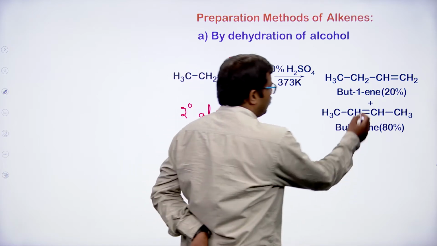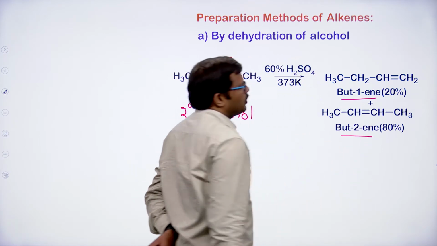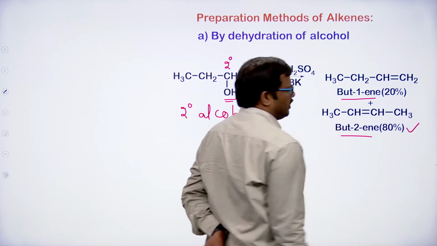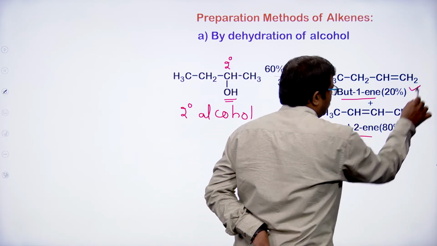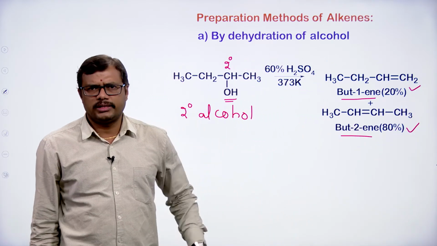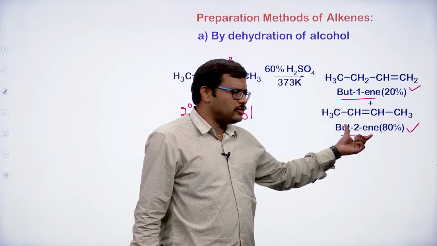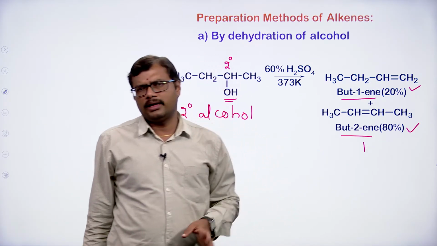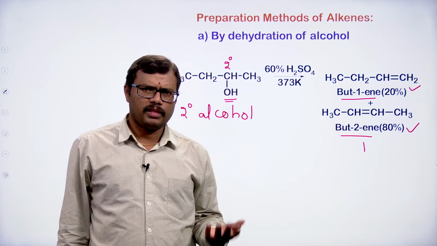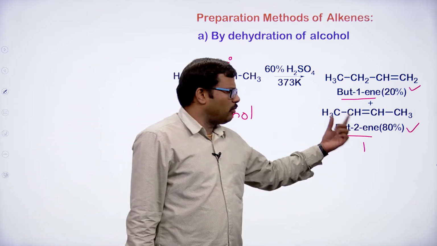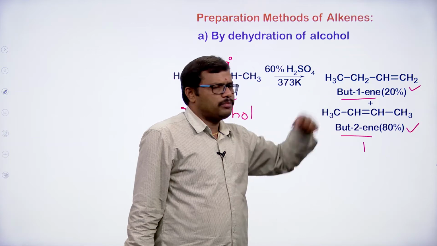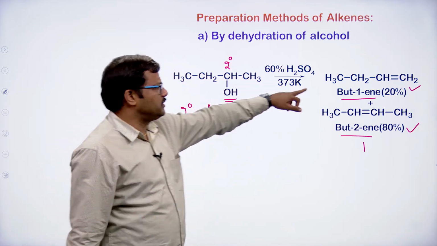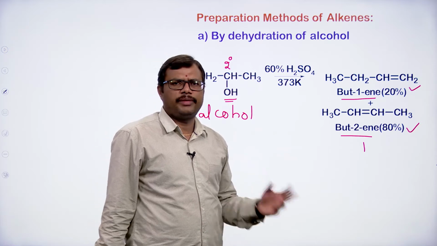We are going to get 1-butene and 2-butene, both are going to be obtained. But if you observe, the percentage of 2-butene is 80%, whereas 1-butene is only 20%. That is to say that one of the alkene isomers is obtained in a major portion, the other is obtained in a minor portion, in less amount. The compound which is obtained in more amount is the major product, the compound which is obtained in less amount is the minor product. So here 1-butene is the minor product, 2-butene is the major product.